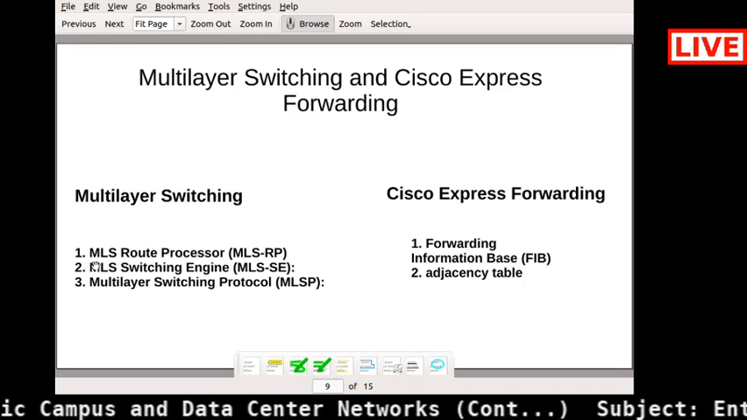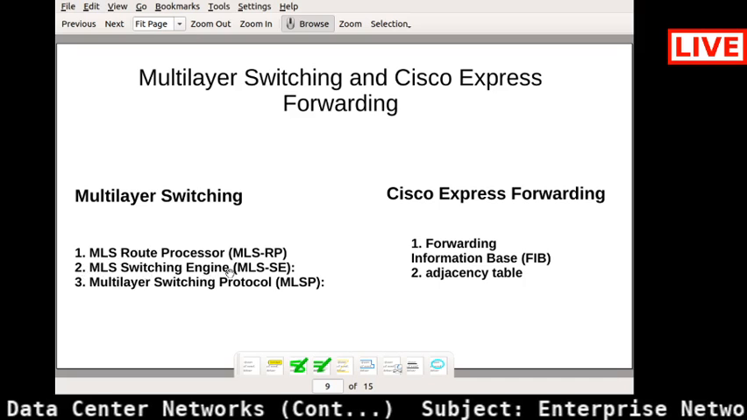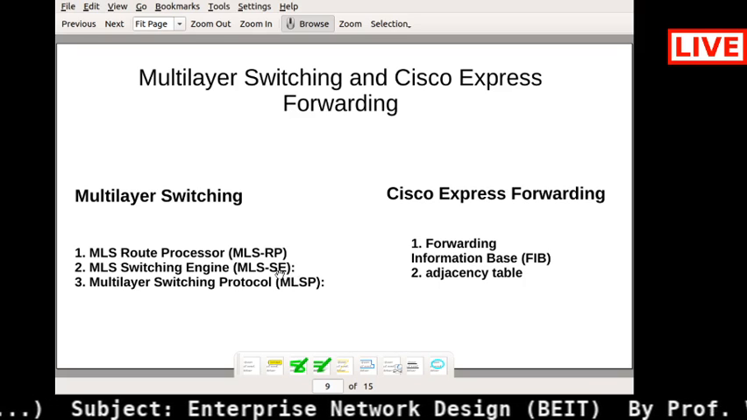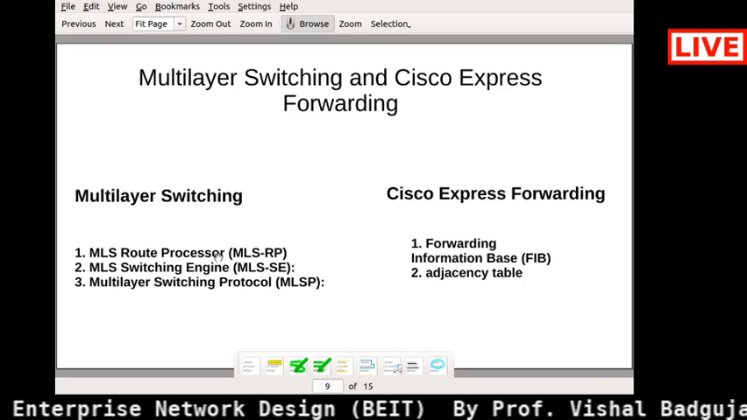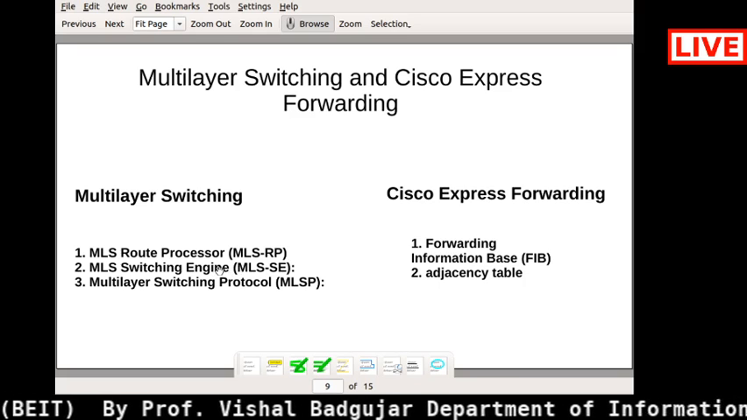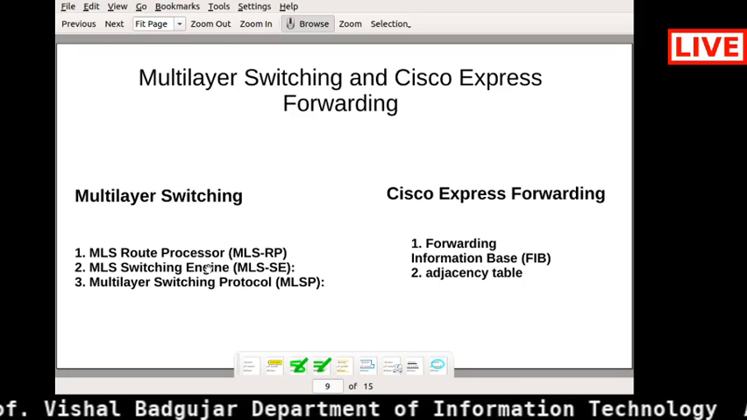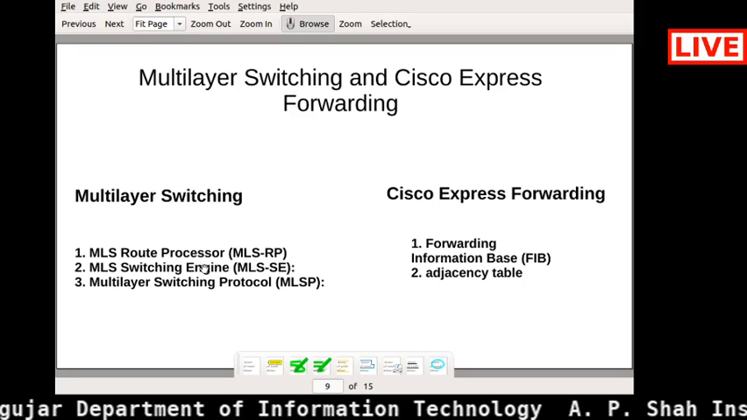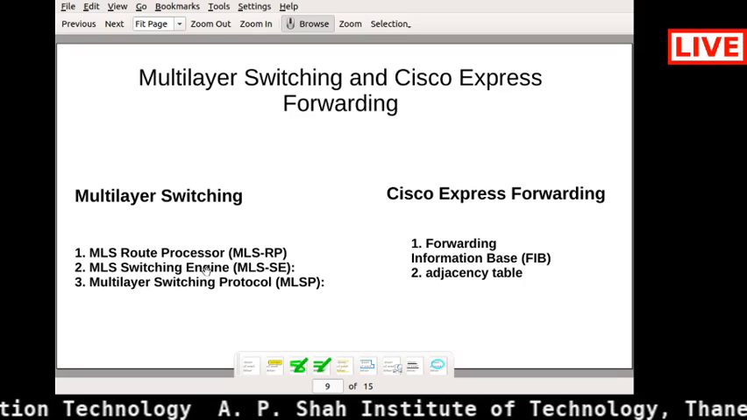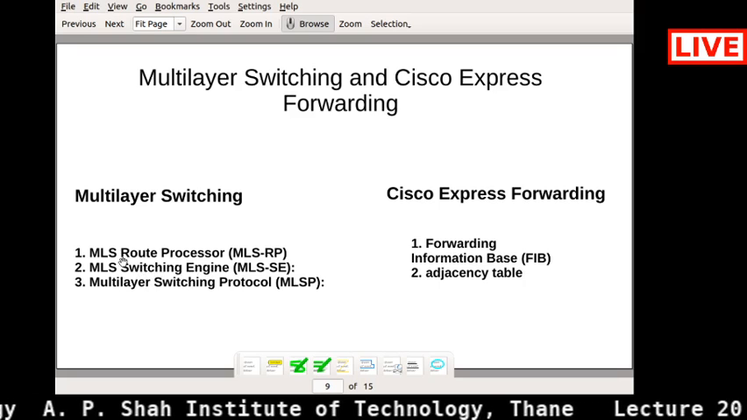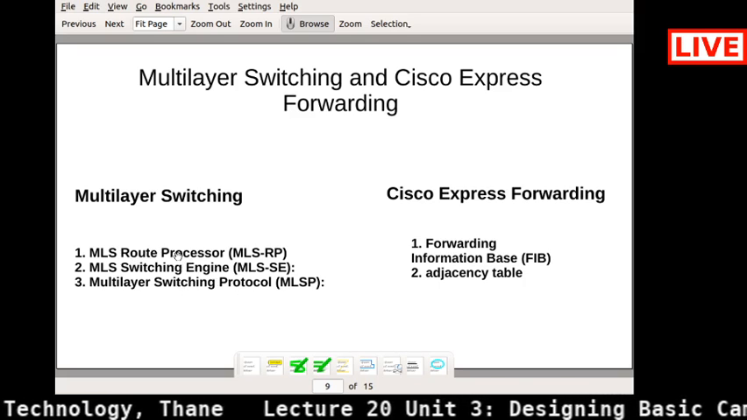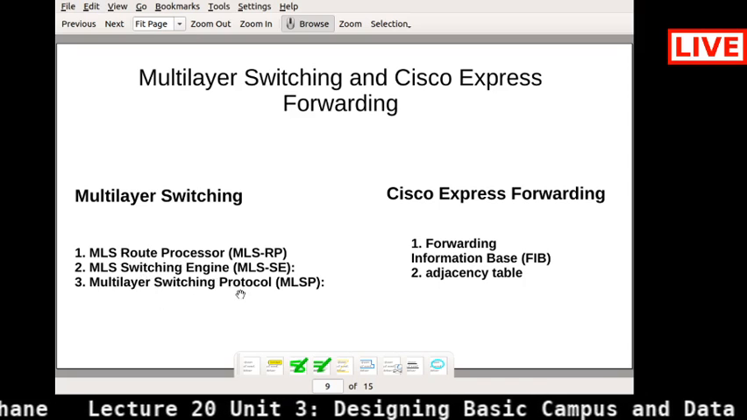The second component is the MLS switching engine, which is the switch. It has the packet switching functionality of the multi-layer switch, used to reduce the load on the route processor. This switching engine is responsible for offloading some of the packet switching functionality from the route processor. And the last one is the multi-layer switching protocol.